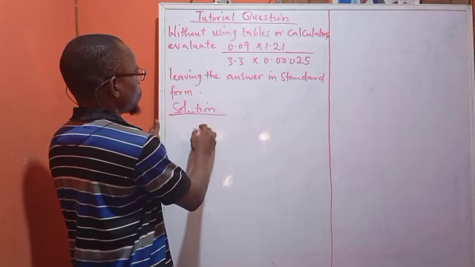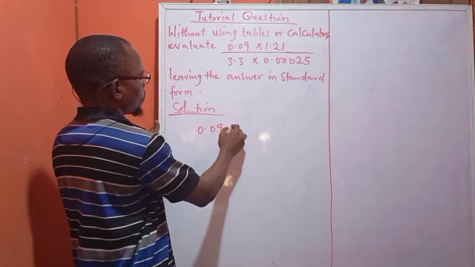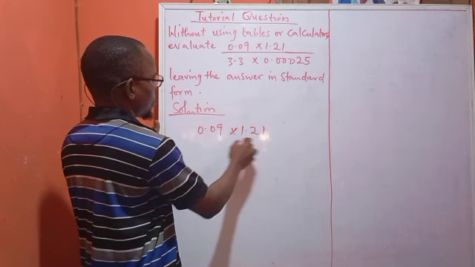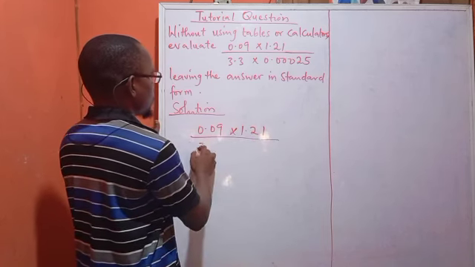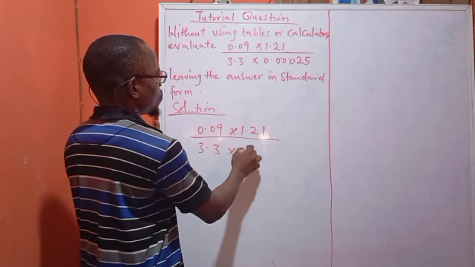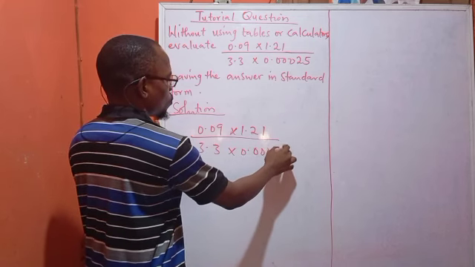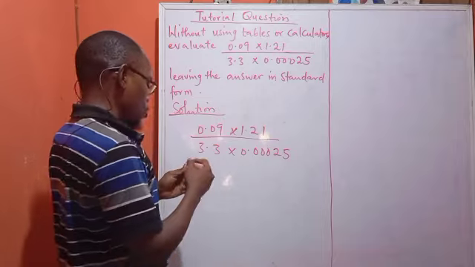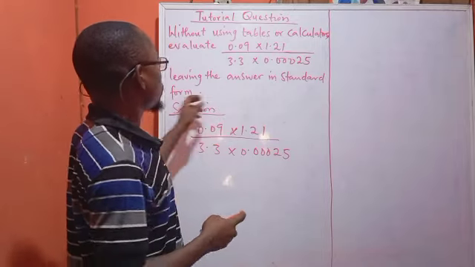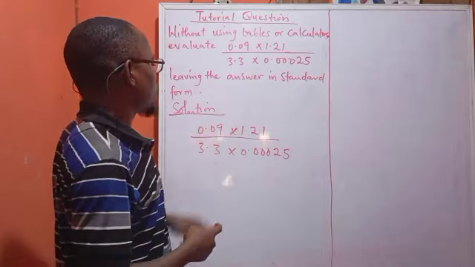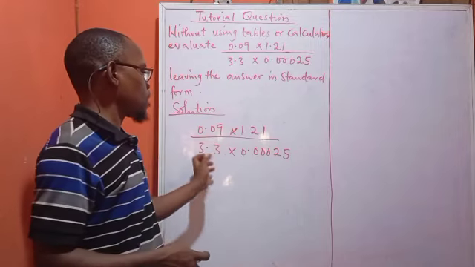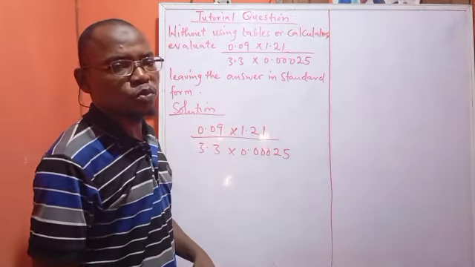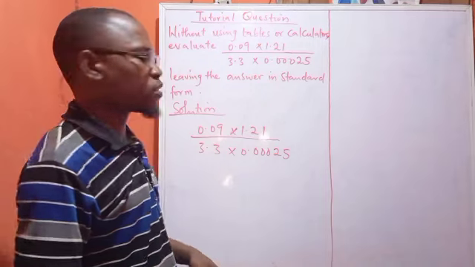Okay, so we have 0.09 times 1.21 over 3.3 times 0.00025. What we need to do here, since they want the answer in standard form, it means all these values here, we put them in the standard form.